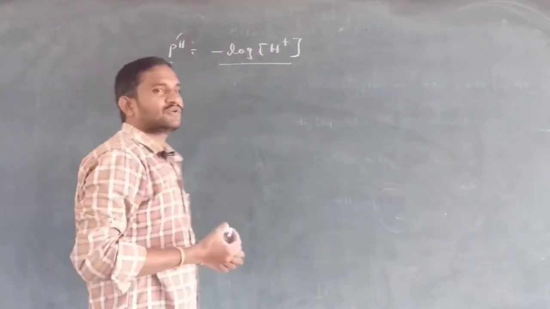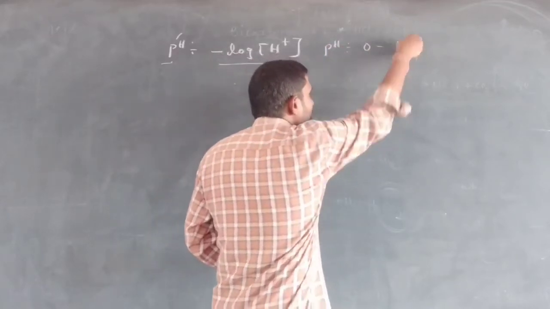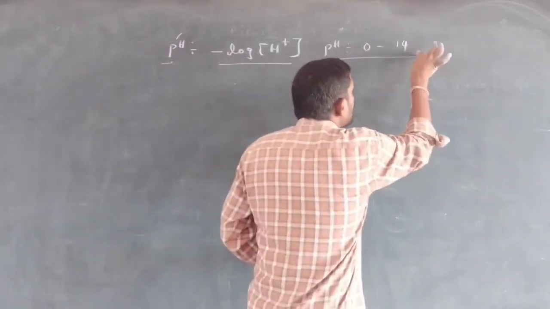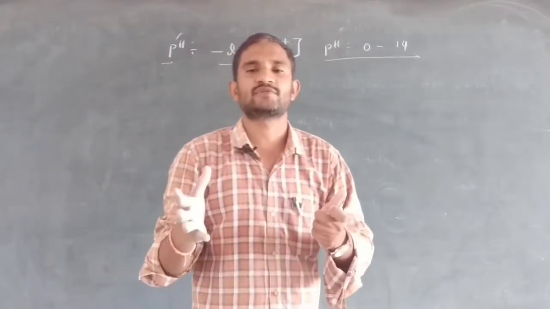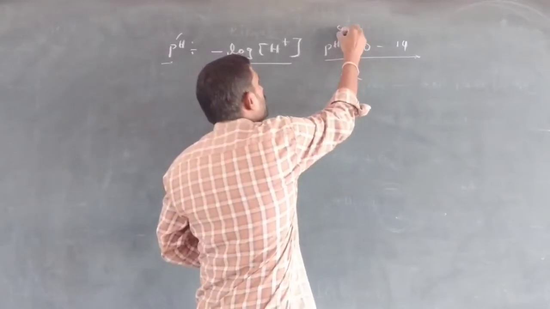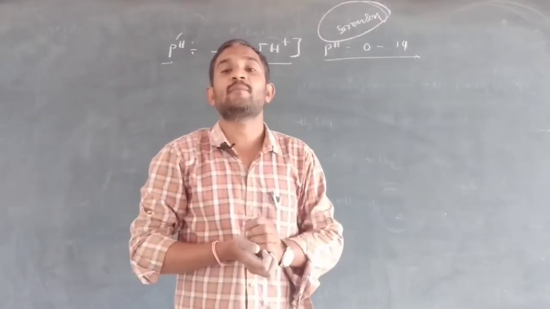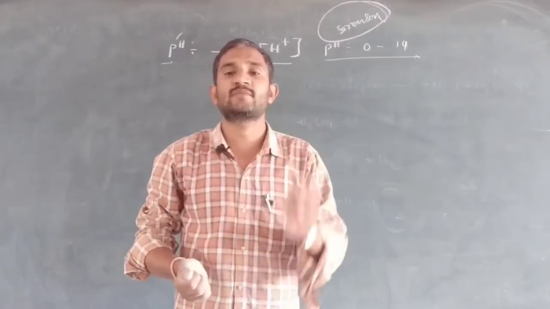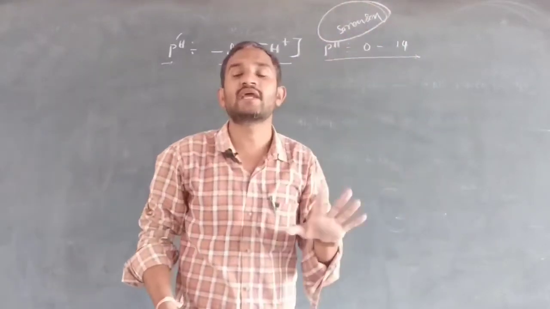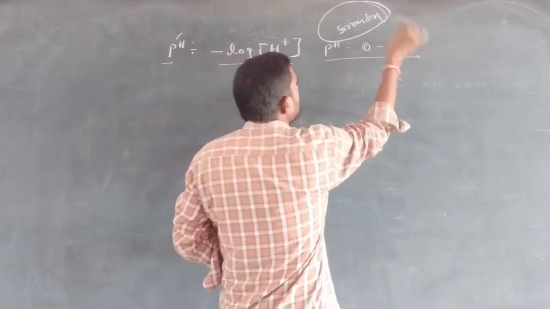The pH values, we already know, start from 0 to 14. This is the pH scale to measure the pH values of given samples, maybe acids, maybe bases, maybe salts. The pH scale was discovered by Sorensen. There is a chance to ask in the examination, in choose the correct answer: who discovered the pH scale? Sorensen.